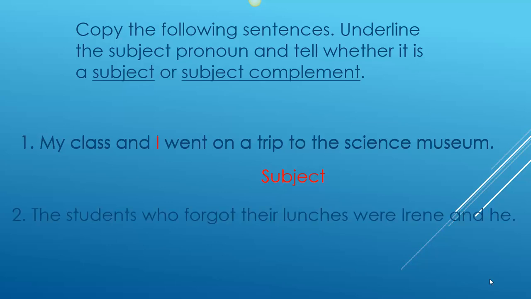Now write this one. The students who forgot their lunches were Irene and he. Pause it till you have it written. Okay? The pronoun in this sentence is he. Subject or subject complement? Well, it comes after the being verb were, so it's a subject complement.